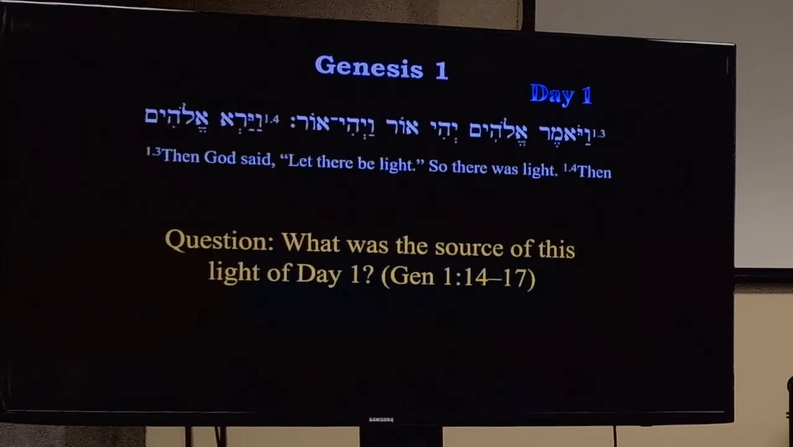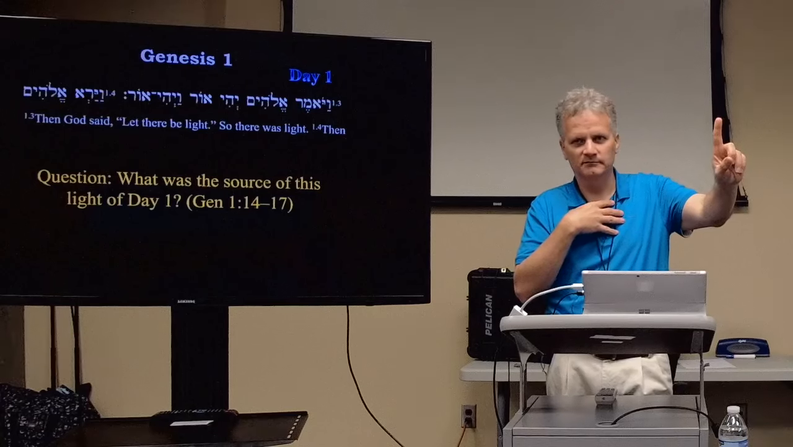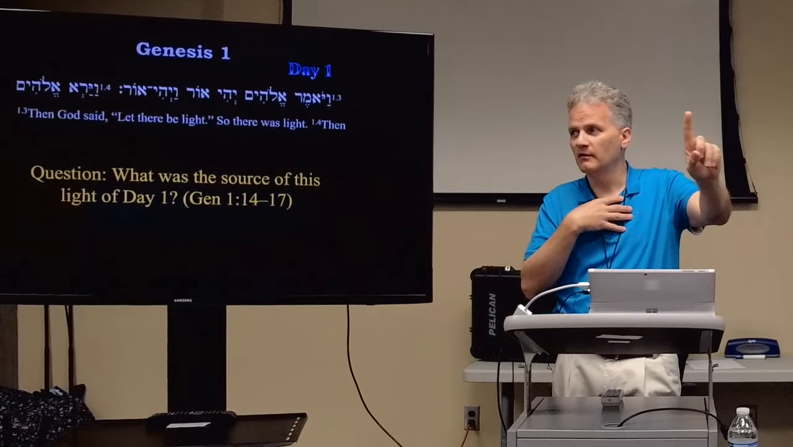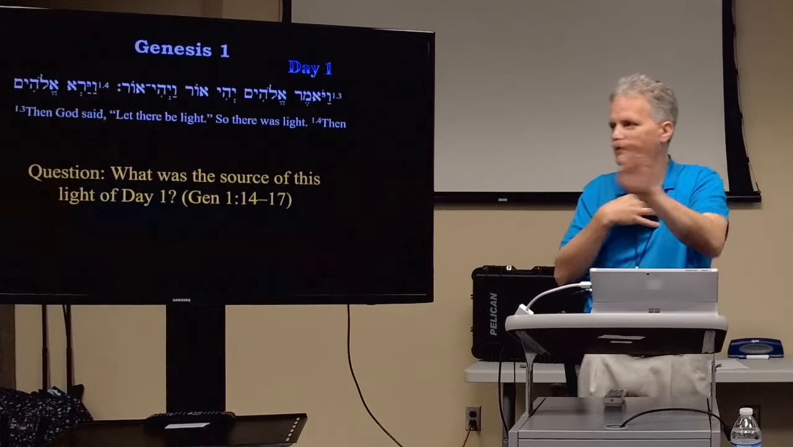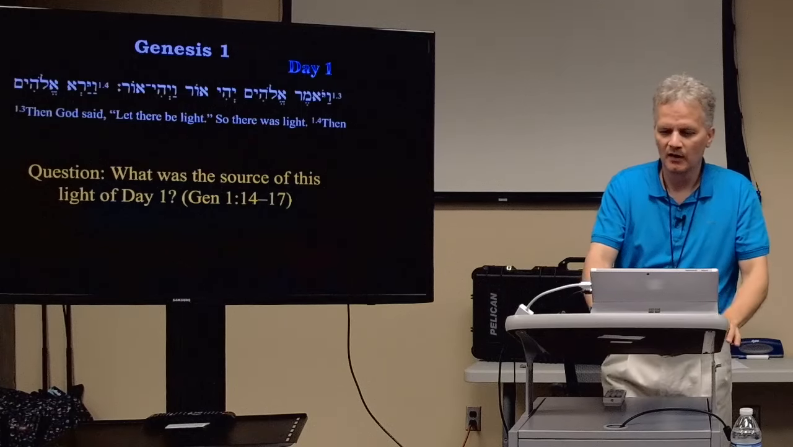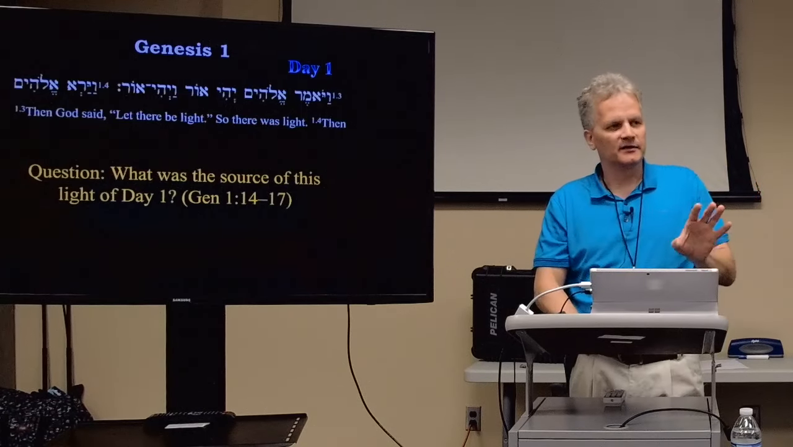Then God said, "Let there be light," so there was light. So now we have the creation of a light source in day one. When is Sol, our sun, created? Day 4. Not day 1, day 4. So this can't be that light.